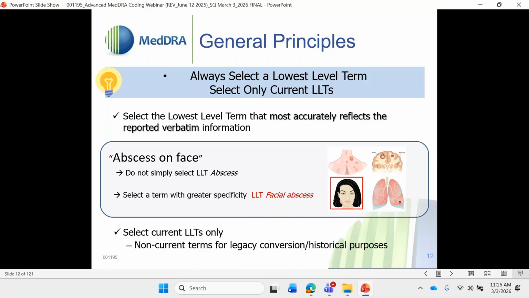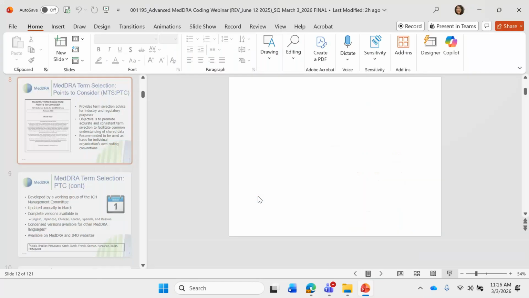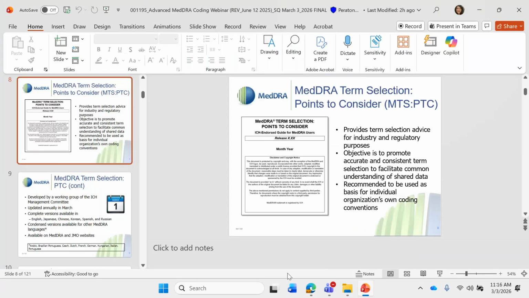Again, the point that we also want to remind you is don't use non-current LLTs, right? They still show in the browser because they're legacy terms. Okay, and let me just demonstrate for you in the MedDRA browser what non-current LLTs look like.